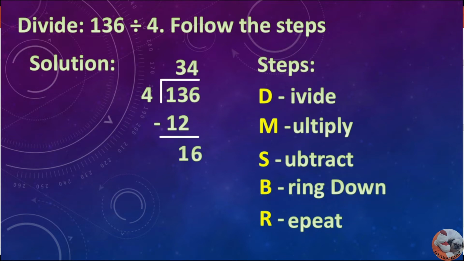Think of a number that you will multiply to 4 that will not exceed 16. 4 times 4. So 4 times 4 is 16. 16 minus 16 is 0.